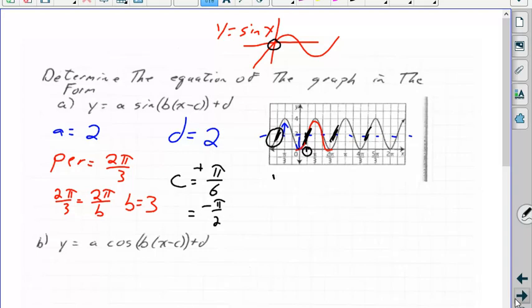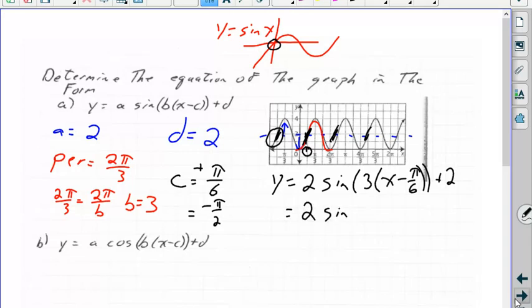We have y is equal to 2 sine 3 times x minus pi over 6. Make sure you close your double brackets. Plus 2. I could also write this as 2 sine 3x plus pi over 2, plus 2.